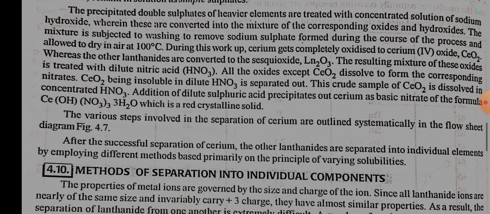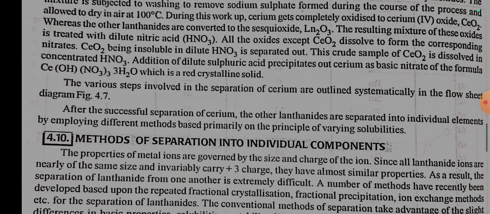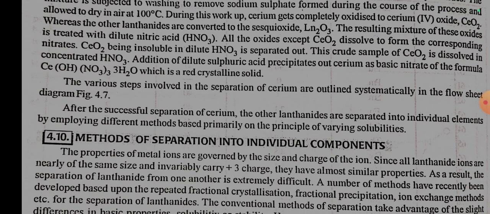During this workup, cerium gets completely oxidized to cerium(IV) oxide, CeO2, whereas the other lanthanides are converted into the sesquioxides Ln2O3. The resulting mixture of these oxides is treated with dilute nitric acid, and all the oxides except CeO2 dissolve to form the corresponding nitrates. CeO2, being insoluble in dilute HNO3, is separated out.